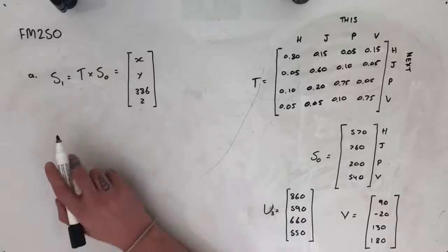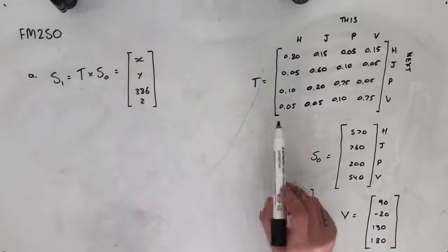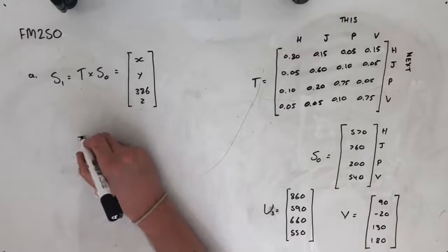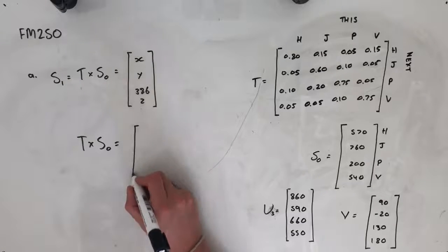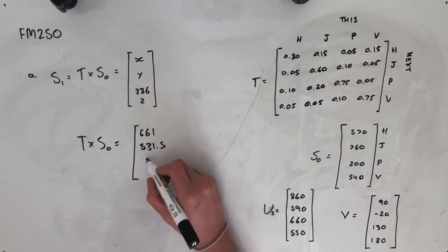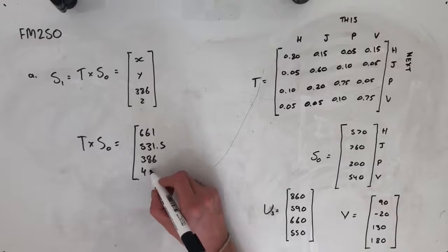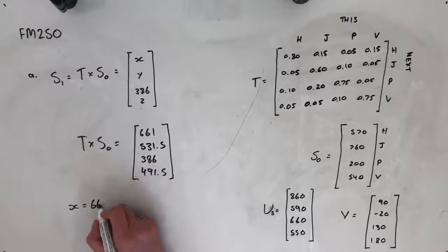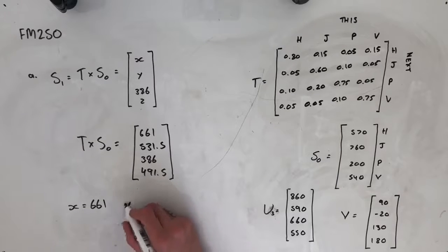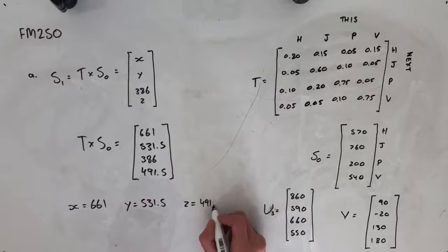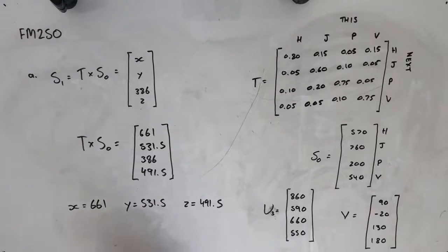Now, in order to calculate S1, it's pretty straightforward. We simply take our transition matrix here and multiply it with S0. Whacking this into your calculator should give you a matrix that looks like this: 661, 531.5, 386, and 491.5, which means that our value of X is 661, our value of Y is 531.5, and our value of Z is 491.5. So whacking those three values into the three boxes you've been provided with will complete the question.